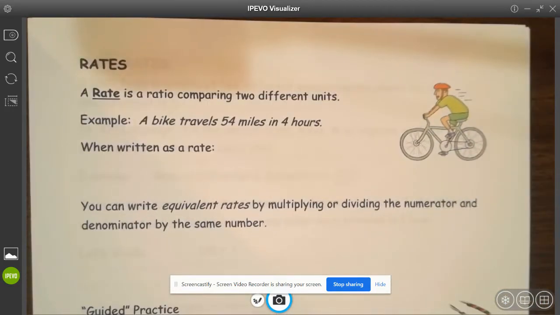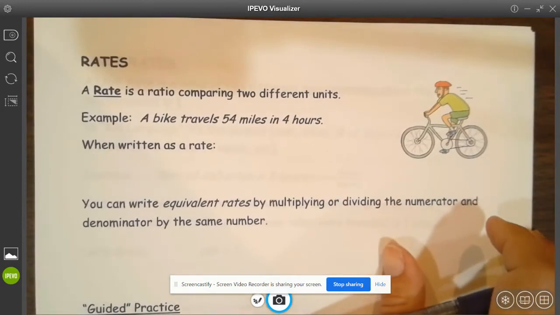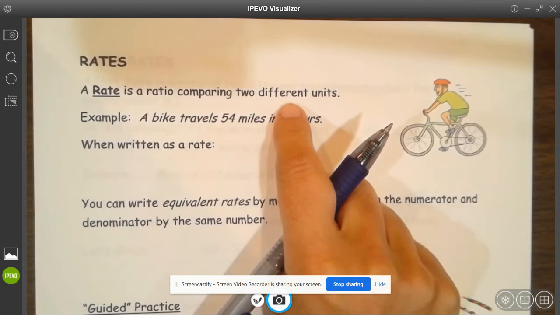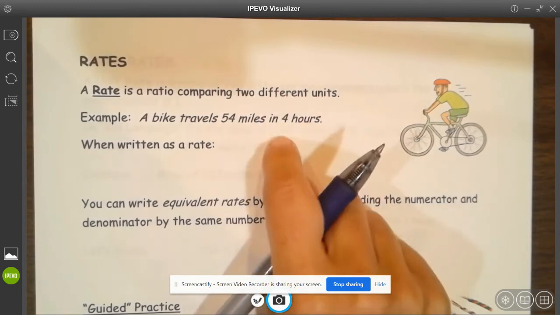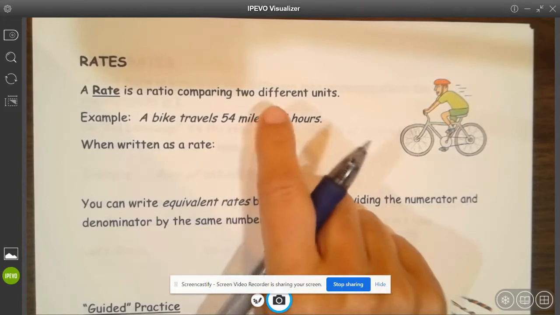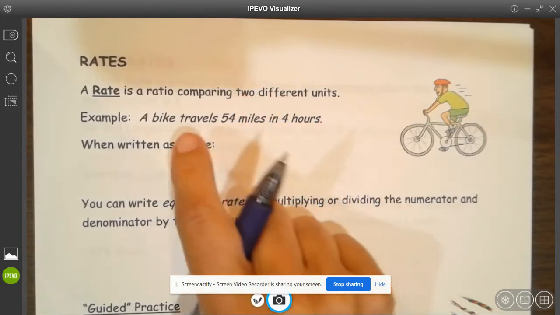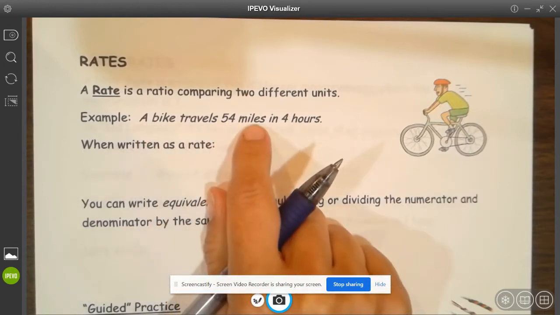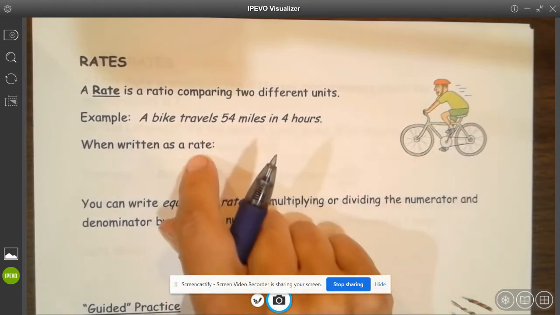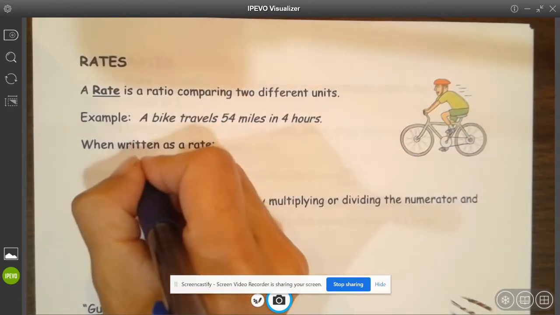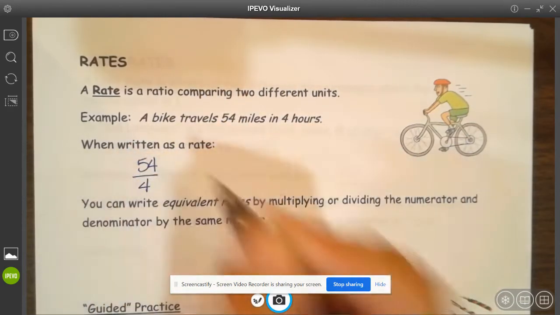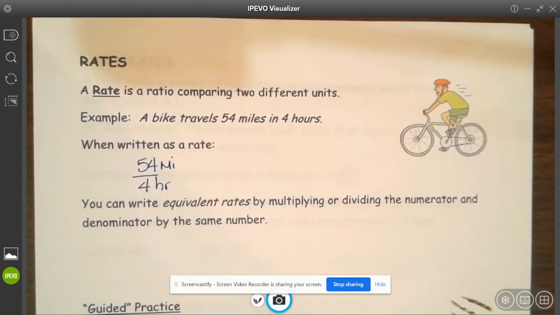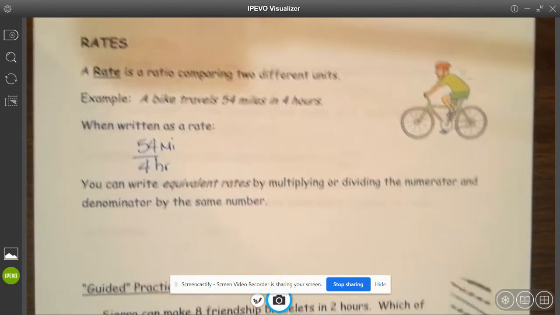Now we talk about rates. A rate is a ratio comparing two different units. In a regular ratio, we compare the same units. But when we're comparing two different units, we are talking about a rate. So a rate would be something like this. A bike travels 54 miles in 4 hours. How do we write that rate? 54 miles over 4 hours, right? You can write it like that.